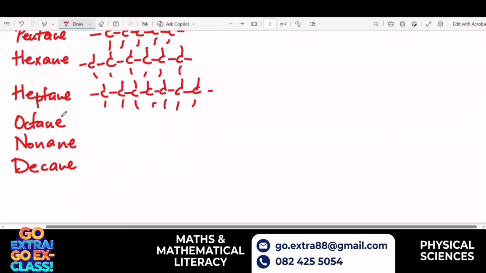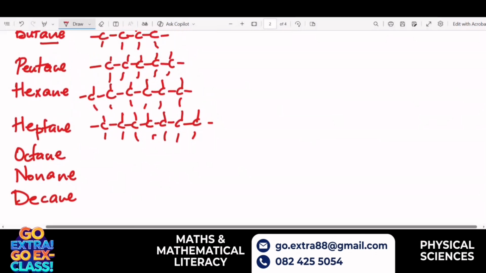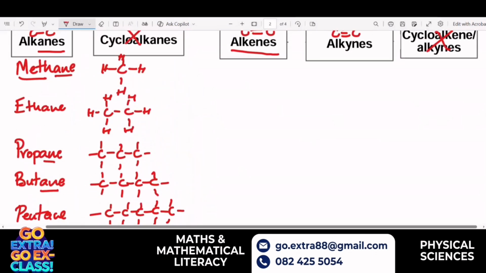It's very important that you know all of these 10, and for exam purposes, make sure you know how to write the names of these 10. And then let's continue now.